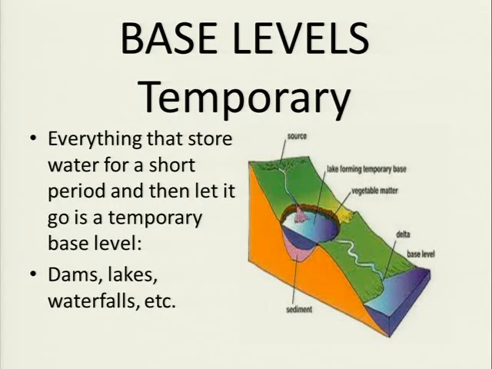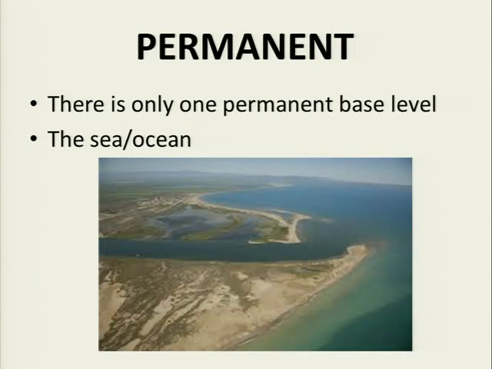Right, we now come to base levels. Now guys, this is really easy work. We only get two base levels: the temporary one and the permanent one. Temporary ones are everything that store water for a short period and then let it go. So dams, lakes, waterfalls, those are examples of temporary base levels. The only permanent base level that we get is the sea or the ocean.